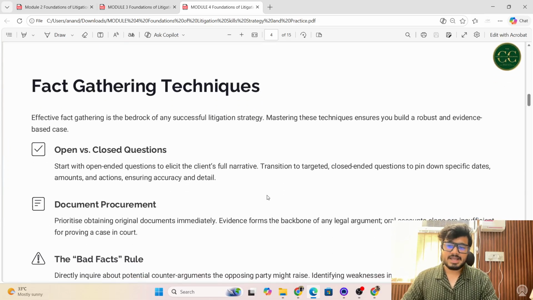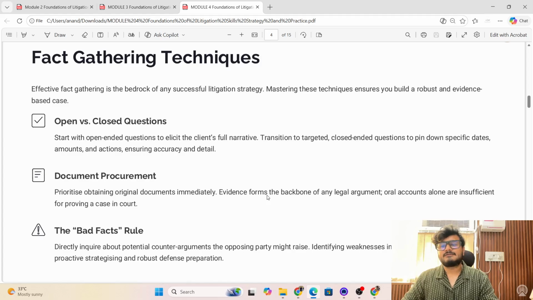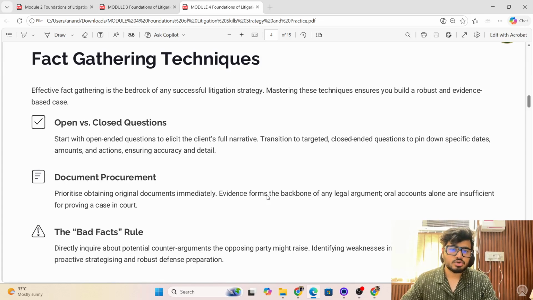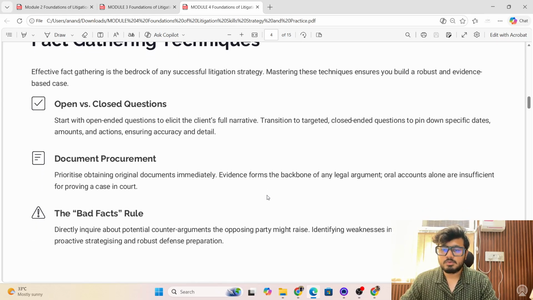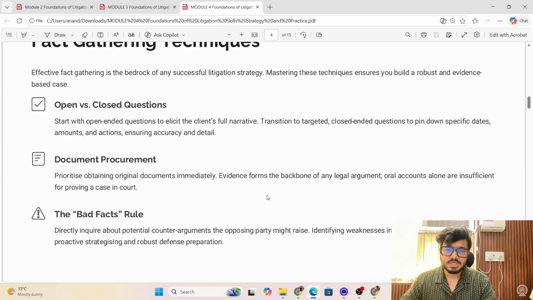So, fact gathering techniques. Effective fact gathering is the bedrock of any successful litigation strategy. Mastering these techniques ensures you build a robust and evidence-based case. So, open versus closed questions. Start with open-ended questions to elicit the client's full narrative. Transition to targeted, closed-ended questions to pin down specific dates, amounts, and actions, ensuring accuracy and detail.